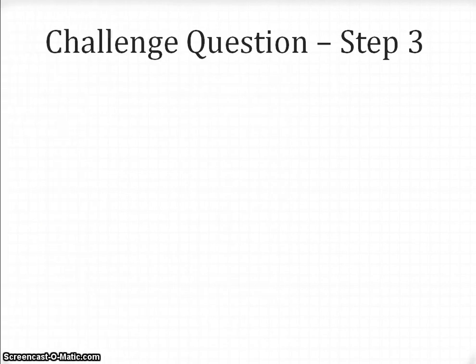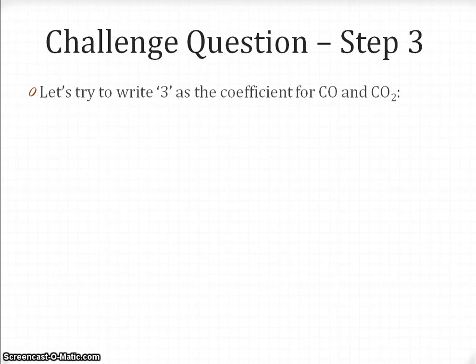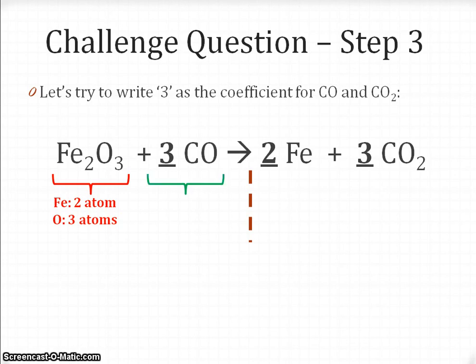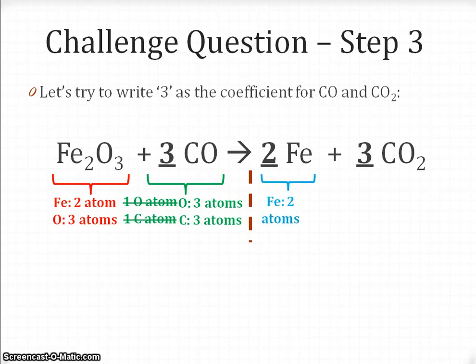Since adding 2 as a coefficient did not work out, let's try with 3. This is how the equation looks after adding in 3 as a coefficient. There are still 2 iron atoms and 3 oxygen atoms from iron 3 oxide, but there is no longer only 1 oxygen and 1 carbon atom, but 3 carbon and 3 oxygen atoms on the left-hand side instead. On the right-hand side, there are still 2 iron atoms as well as 3 carbon and 6 oxygen atoms.